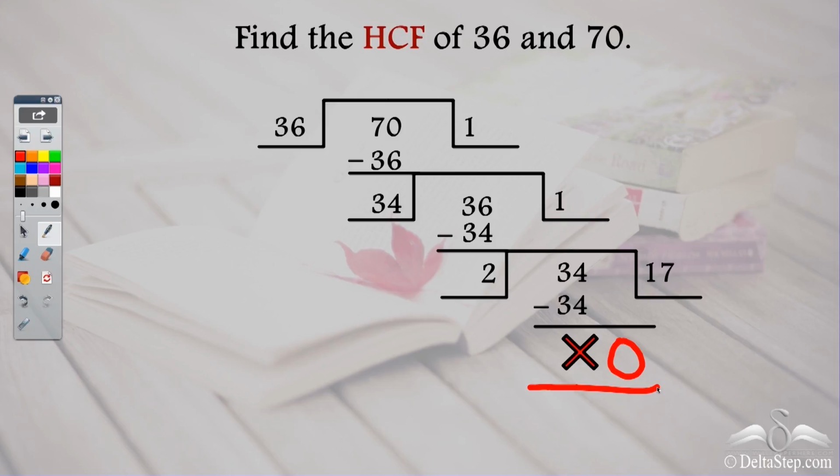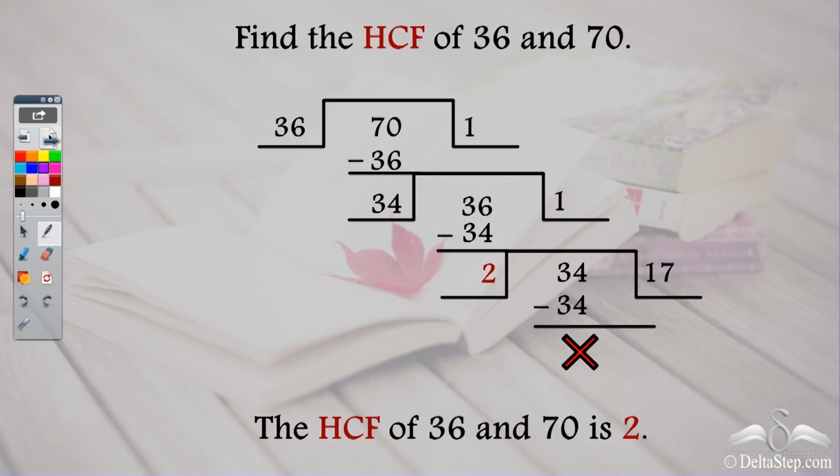Now do I need to divide further? No, because I cannot divide by 0. So I stop when I get the remainder 0. And what is the HCF? The HCF is the divisor of the last step. Which is the divisor of the last step? 2. So 2 is the divisor of the last step, which is the HCF of 36 and 70. So the HCF of 36 and 70 is 2. So this is how I can find the HCF of two numbers using the long division method.